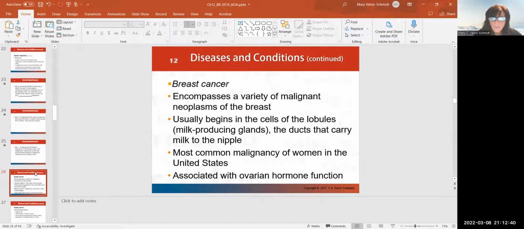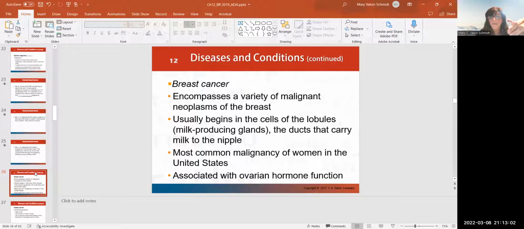We're gonna shoot through these. Breast cancer, tons of different types of malignant neoplasms of the breast. HER2 positive, HER2 negative. They're usually fed by estrogen. The HER2 negative ones are not. They usually begin in the milk producing glands, but not always.